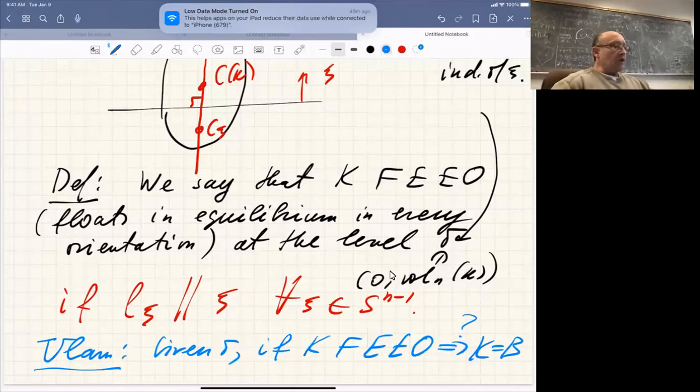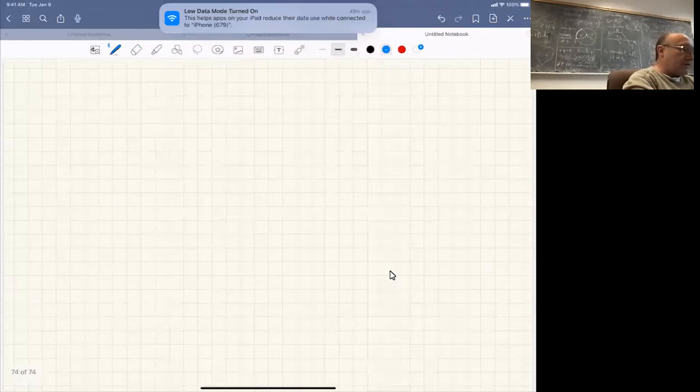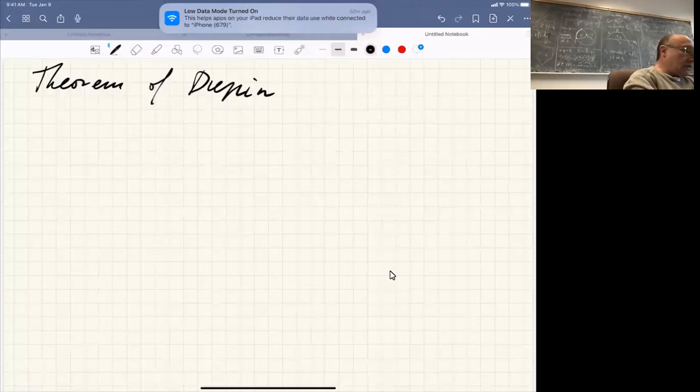Okay. So it turns out that to answer this question, we have to come back to our moments of inertia. So I'm going to be cheating in a moment. And the reason I'm going to be cheating is because we just don't have time. It's already 40 minutes. I have only 10 minutes left. So how to understand if the given body floats in equilibrium at a certain level, floats in equilibrium in every orientation? Yes. So there is this theorem of Dupin.